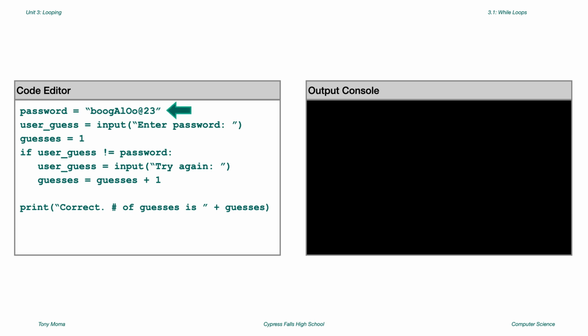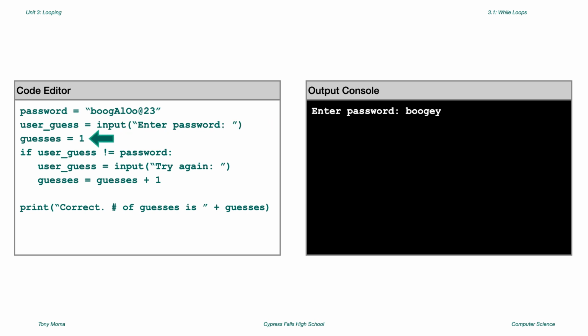The program starts like this. It starts by declaring a variable named password that'll store the actual correct password. Then in the next line, it'll use the input command to ask the user to enter the password. It'll then wait for the user to type a response, then press enter, and then the user's response will get stored in the user_guess variable. So let's say, for example, the user types the word boogie, then presses enter. That string will then get stored inside the user_guess variable.